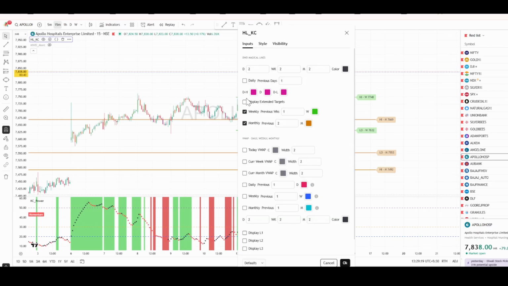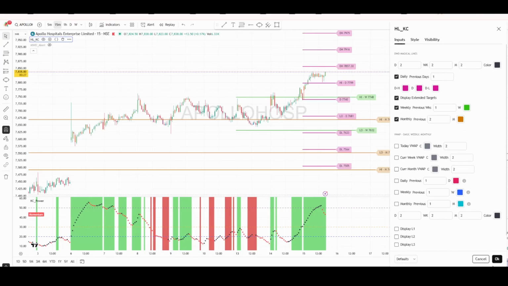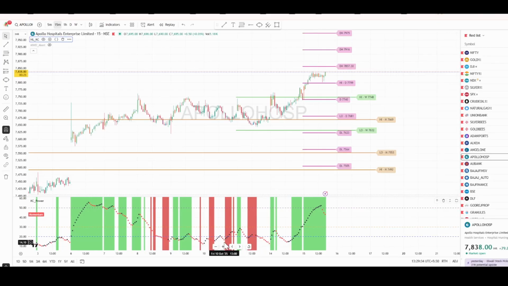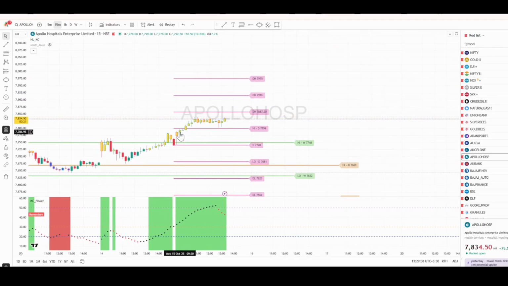For that I enable intraday. If you enable the first one, it gives you only 2 or 3 levels. But if I enable extended levels, I'll get more levels. I will zoom in and show you a little more so you can see how it will support. Here you see it taking a resistance on this level, and once I cross, then again it's giving a support here.